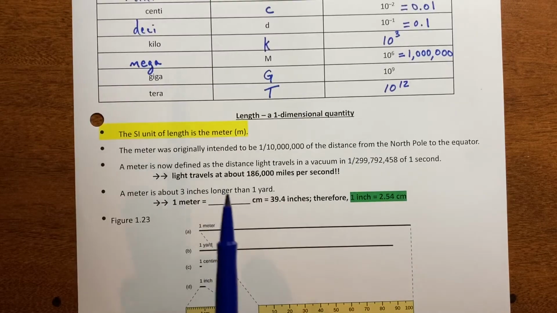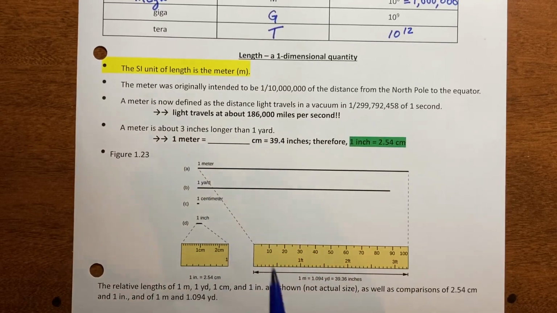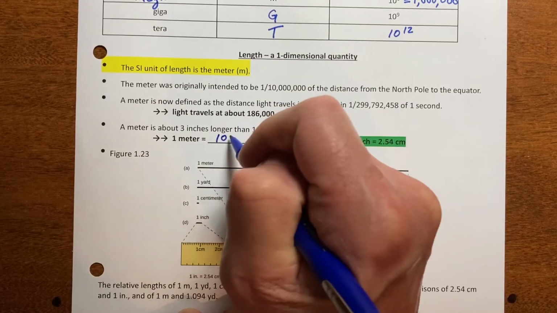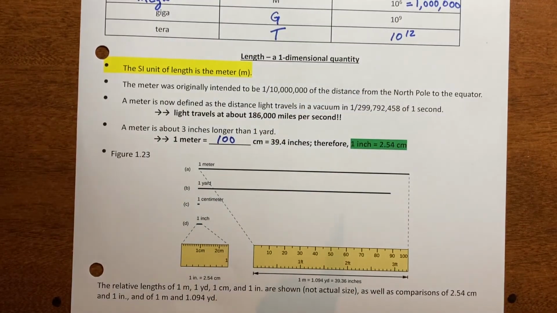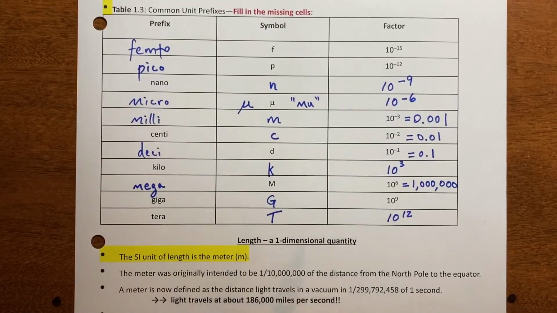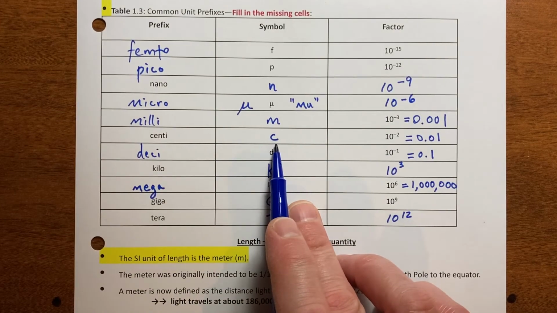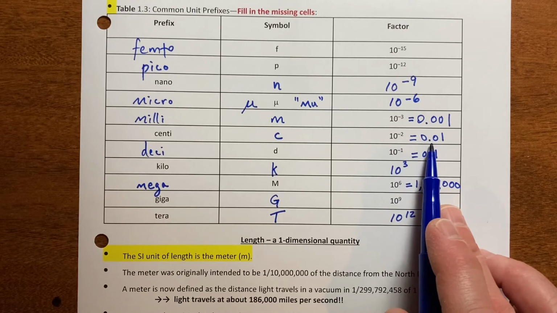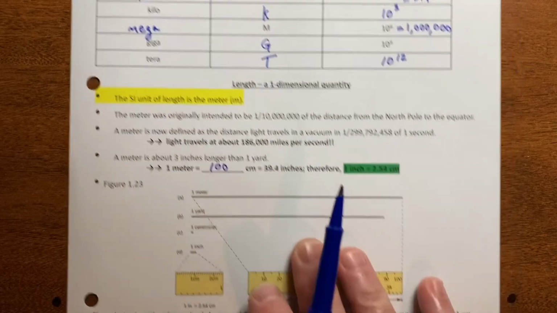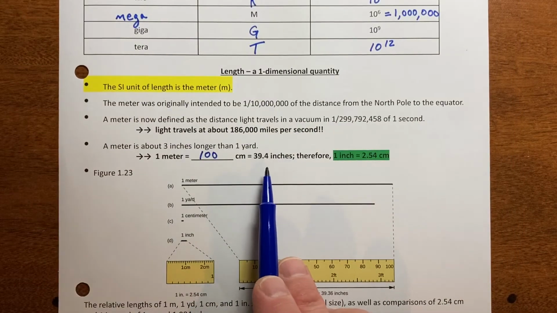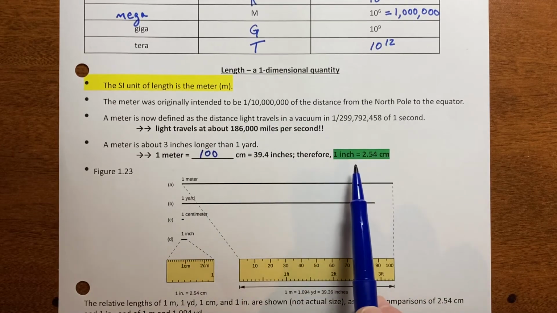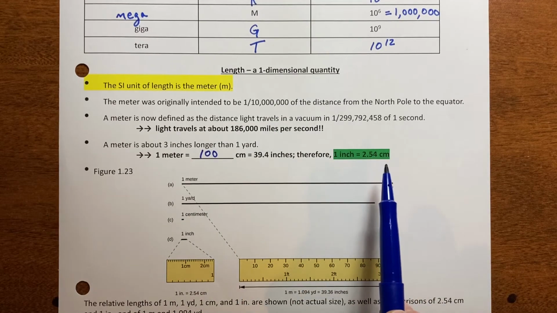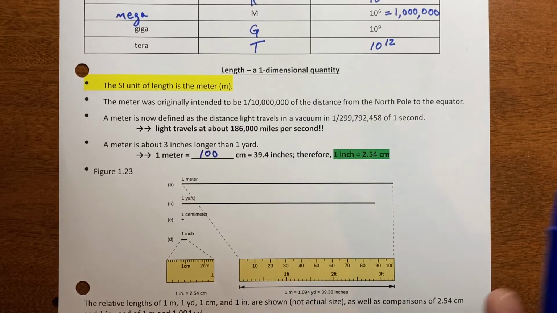A meter is about 3 inches longer than a yard. So a meter is defined as 100 centimeters. And how do I know that? Because I know that a centi is 1/100th of anything. So it takes 100 centimeters to make 1 meter. And it's about 39.4 inches. An inch is considered exactly 2.54 centimeters.